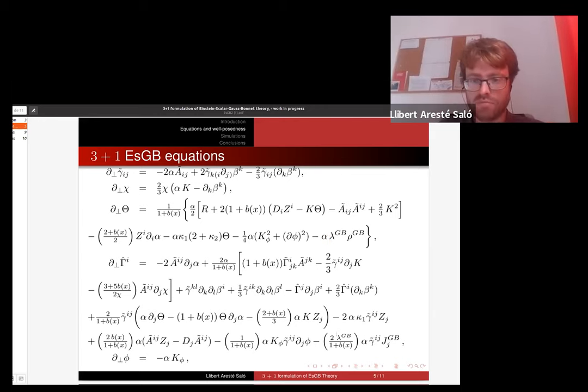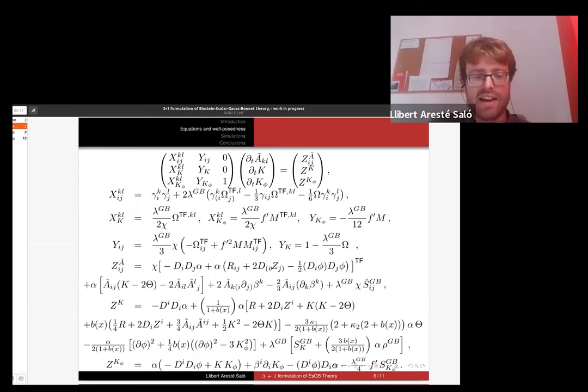constant lambda. We also see that if we set the coupling constant and also the functions of the modified harmonic gauge, namely B of X and A of X, to zero, then we recover the GR equations in the CCZ formulation. Then in the next slide I have the remaining equations, for which we need to invert a matrix in order to solve the problem.